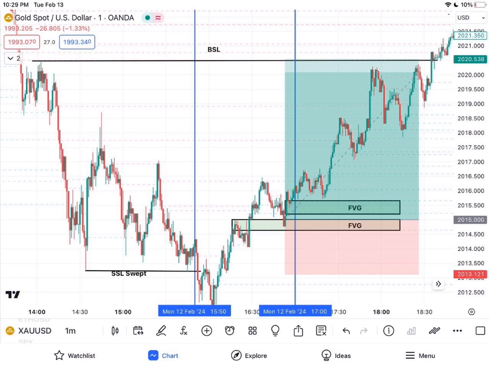That window of opportunity from 3:50 to 5 p.m. in the evening, Nigerian time. This is your opportunity to enter the market. That is the ICT silver bullet. That time of the day is when you're going to be catching this movement.